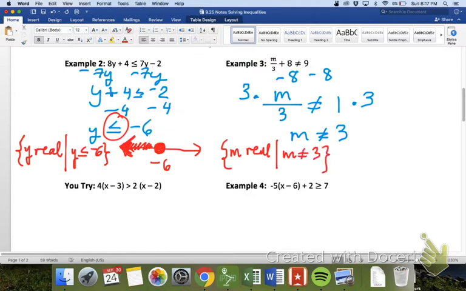When you think about what this means for the number line, well, m could be anything except for 3. So I want to shade everything except for 3. So I'm going to mark off where 3 is. I'm going to have an open circle because 3 is not in the solution set. And then I'd shade to the right and to the left because it could be more than 3 or less than 3.